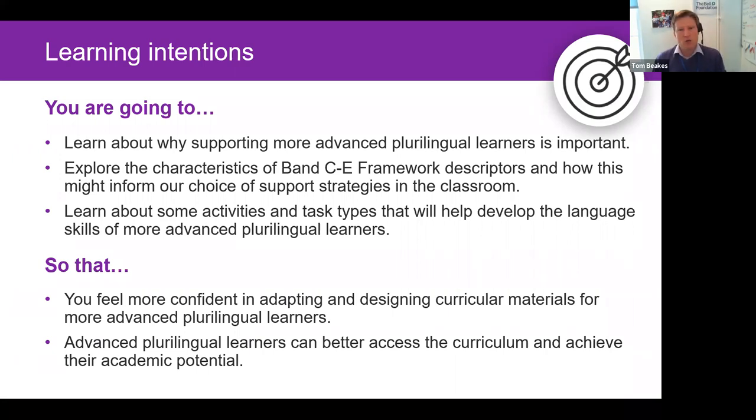And the impact we hope this will have is, A, to make you as practitioners more confident in adapting and designing curriculum materials for your learners, especially your more advanced learners, and to allow them to better access the curriculum and achieve their academic potential. I also want to say that whilst this webinar is for anyone who works with more advanced EL learners in the classroom generally, I've deliberately chosen strategies and activity types that can be used by any teacher, not just by EAL specialists or language specialists. So I've tried to choose task types that could be beneficial to all kinds of teaching staff.